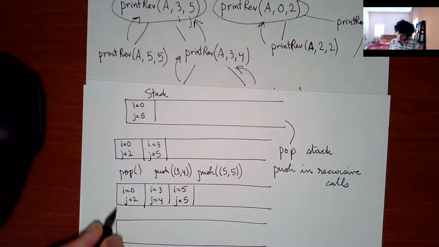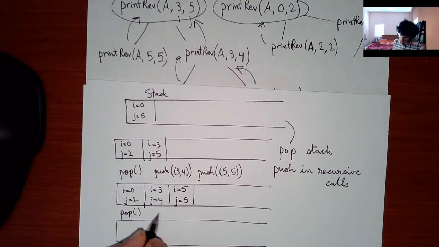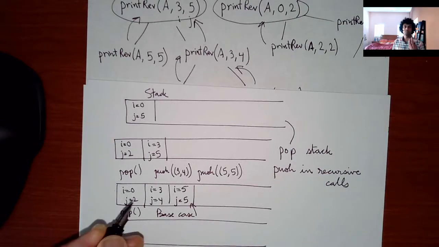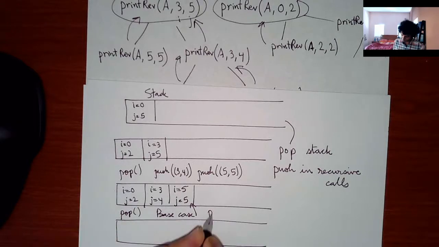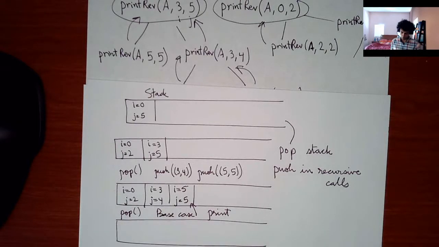Now I pop, but this is a base case. So there are no more recursive calls here. So this is base case. So I can go ahead and perform the operation of the base case, which is now print. So I'm just going to print what is there. So I printed, in this case, 50.